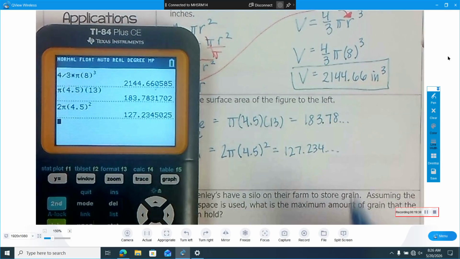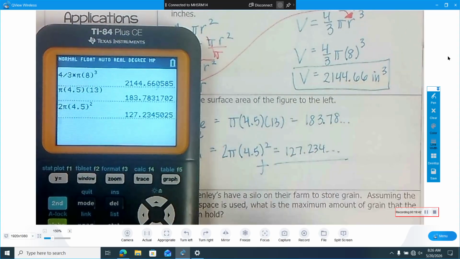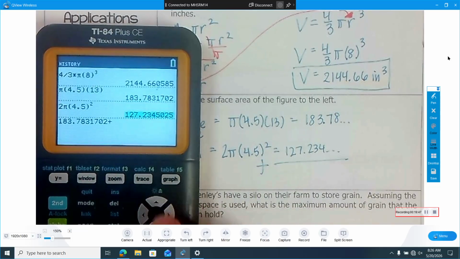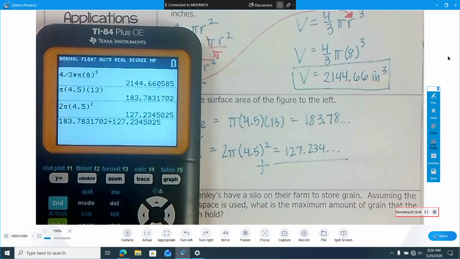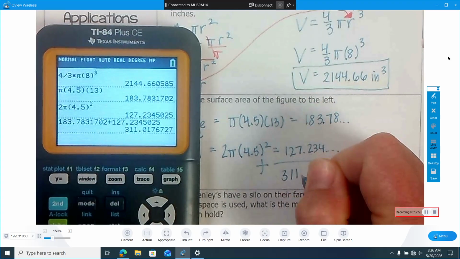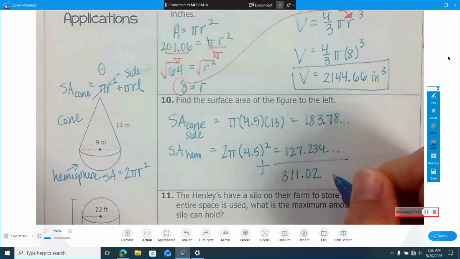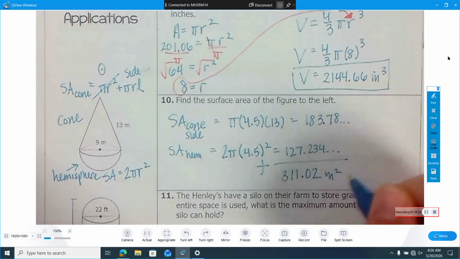And I'm just going to add those two together then to get the total surface area. So just adding these up, I'm going to use my calculator to highlight and bring down the whole decimal, a very useful trick, so that we do not round until the end. 311.02, and this would be meters squared.